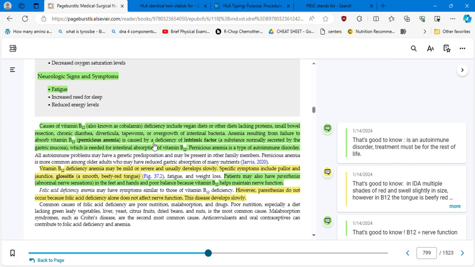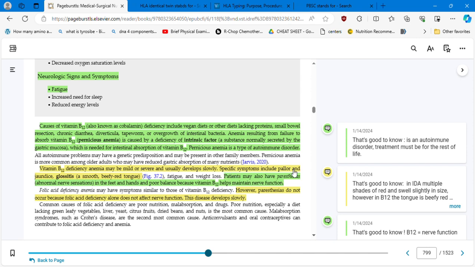Anemia resulting from failure to absorb vitamin B12. Pernicious anemia is caused by a deficiency of intrinsic factor, which we mentioned, of course, a substance normally secreted by the gastric mucosa, which is needed for intestinal absorption of B12. Pernicious anemia is a type of autoimmune disorder, and this is good to know. Treatment must be for the rest of your life if you're having B12 or pernicious anemia. It's an autoimmune disorder.